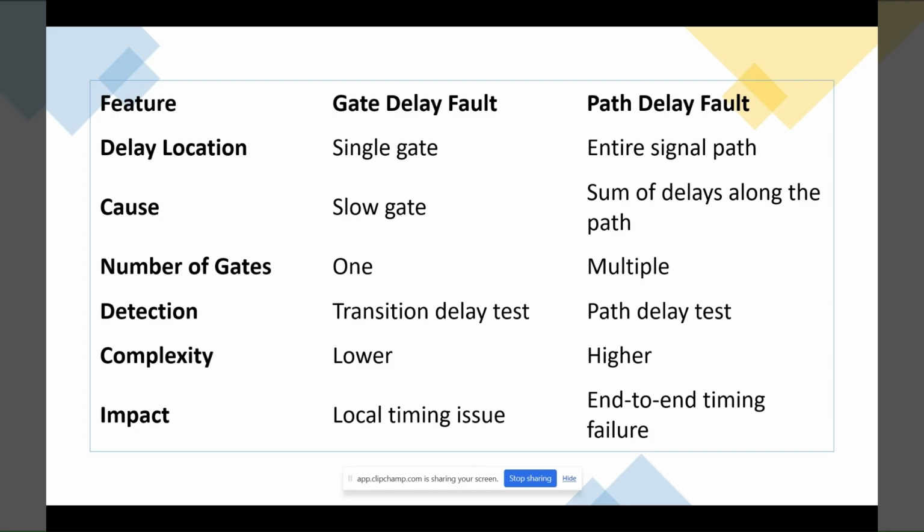Coming on to the feature comparison of the gate delay and the path delay fault. The delay location is a single gate for gate delay, and the entire signal path for path delay. The cause is that it slows the gate, versus the sum of delays along the path getting slow. The number of gates is one for gate delay, whereas multiple gates are affected in the path delay fault. Transition delay test is used for gate delay fault detection, whereas path delay test is used for path delay fault detection. Complexity is lower for gate delay, whereas it is higher for path delay. The impact is a local timing issue for gate delay fault, and an end-to-end timing failure for path delay fault.